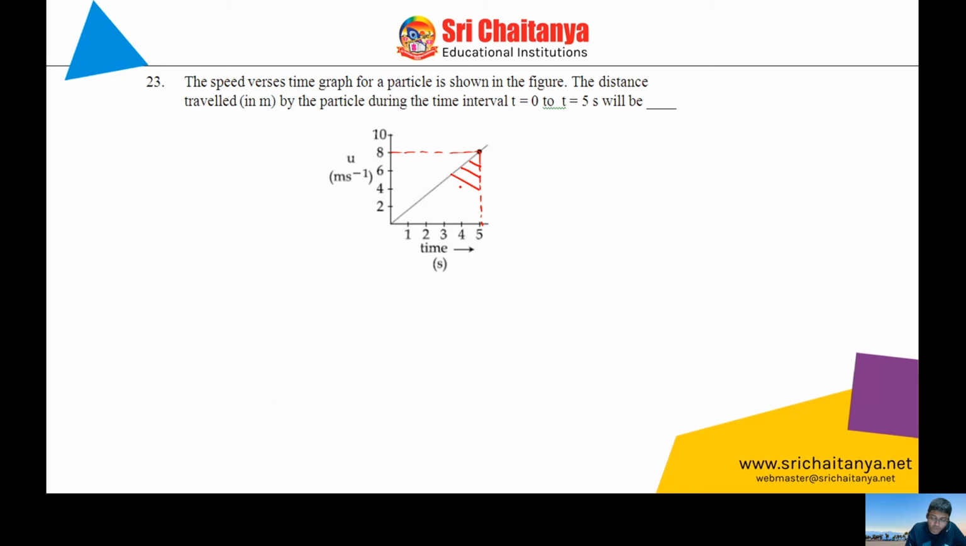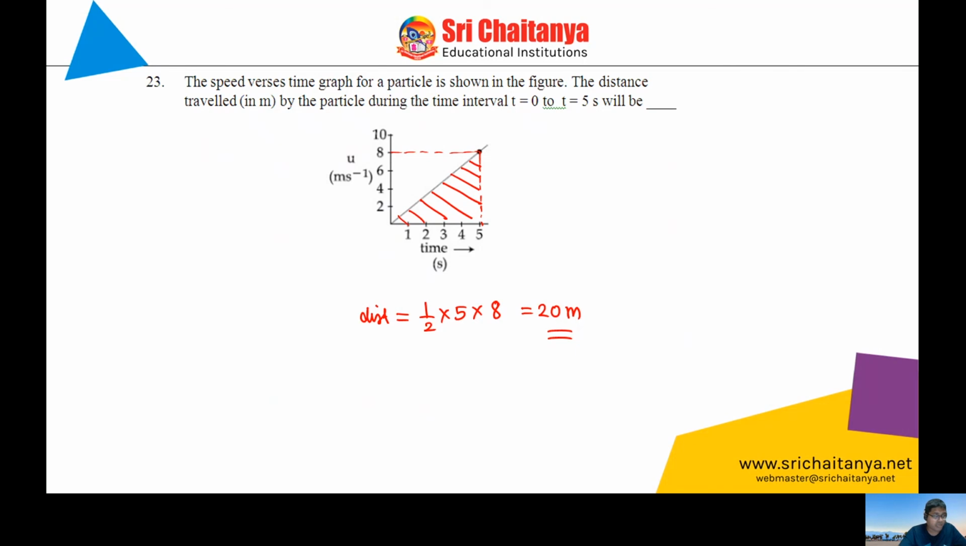So the distance traveled would be this area of the triangle. The distance traveled over here will be simply equal to half into base, that is 5, into height, that is 8. So that will be simply equal to 20 meter, which will be your answer. So that is question number 23.